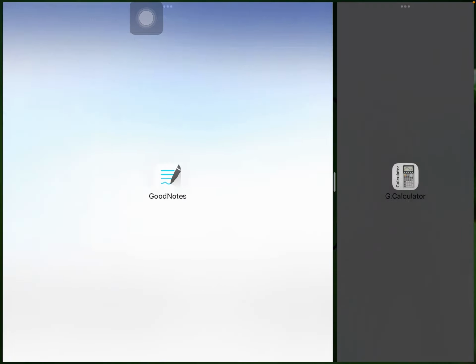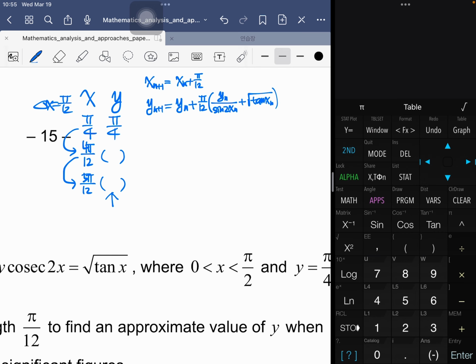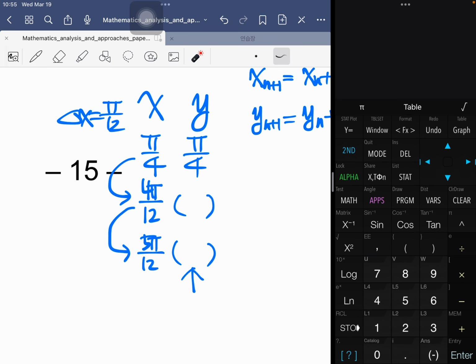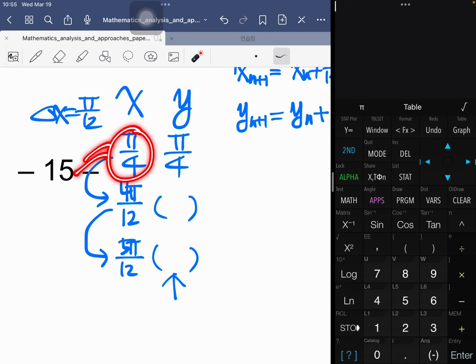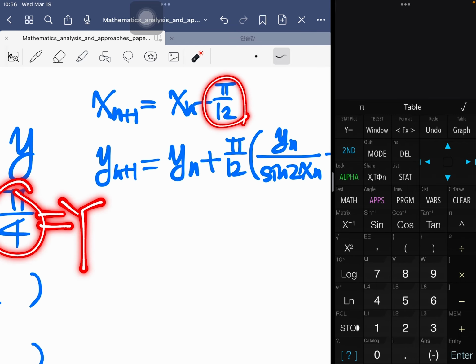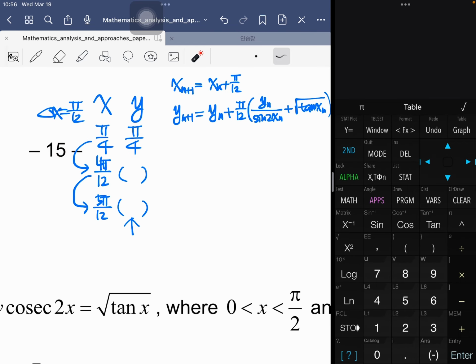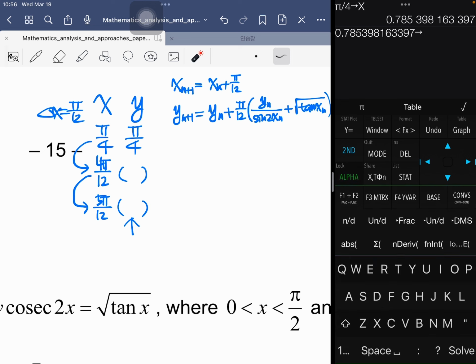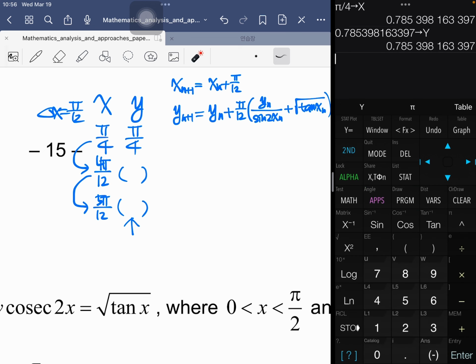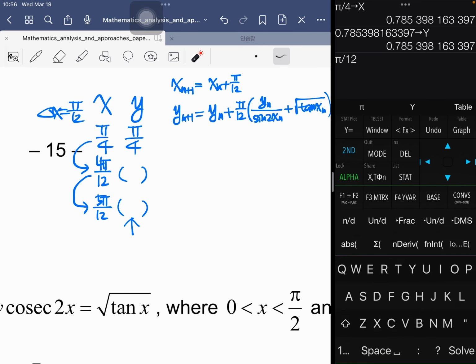So first value here, to make it simple, pi over 4, let's define this as large X value. This one is also the large Y value, and pi over 12, we can define this as a step size value, right? So I'm going to do pi divided by 4, store it as x, and then y is also the same, stored also as y value. And then the step size is pi divided by 12, store it as the step size s.